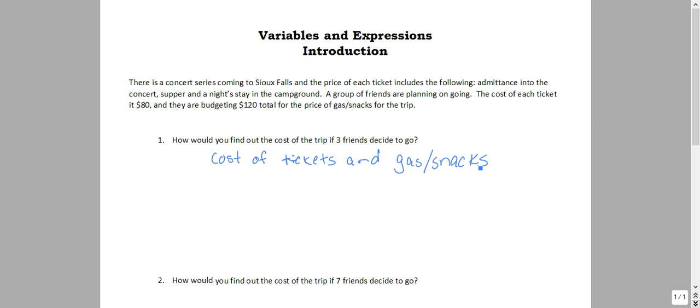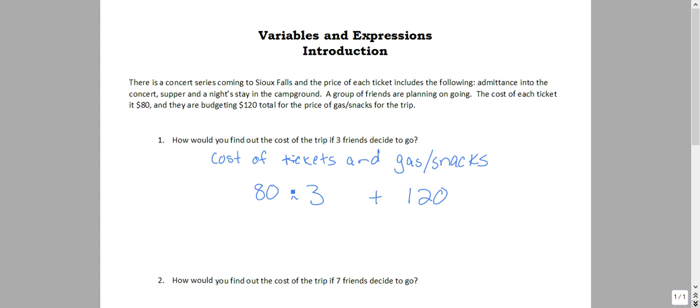That's probably one of the most important things when dealing with the story problem, is to write out what it is that you need in words, and then we can go ahead and translate that into numbers. So let's go ahead and do that. I know that gas and snacks are going to cost $120 altogether, and means that I have to combine that with the cost of the tickets. Well, cost of tickets is $80 for each person, and since there's 3 friends that are going, I have to multiply that 80 times 3.